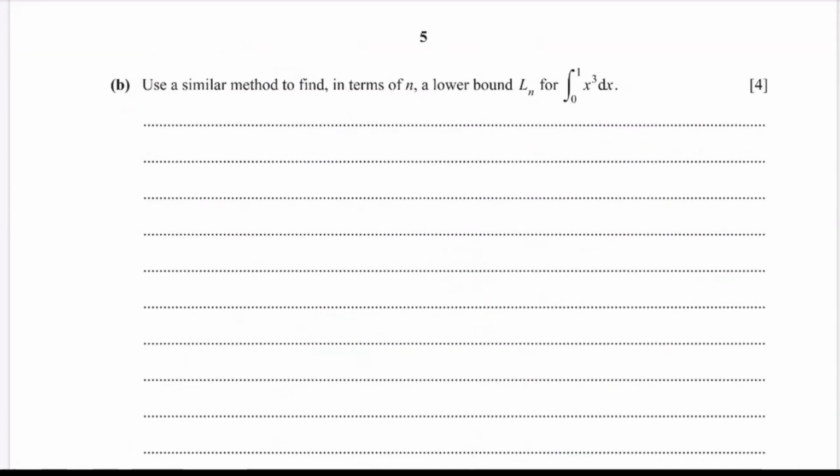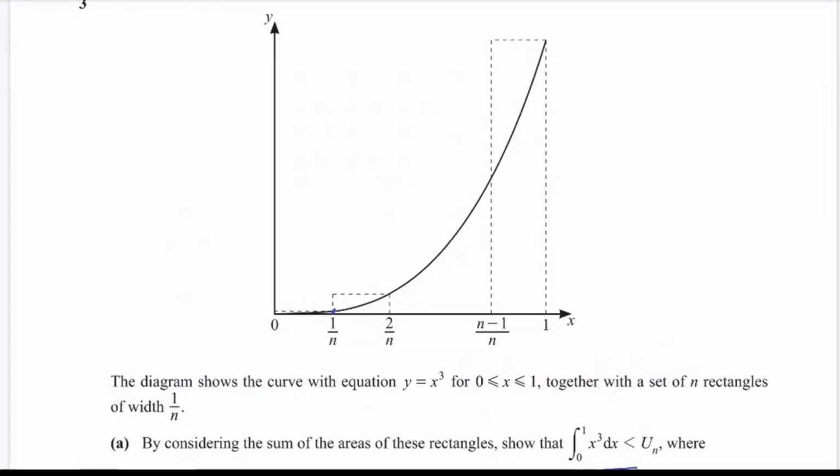Similarly, in the second part, use a similar method to find, instead of an upper bound, a lower bound. A lower bound means there must be something that is less than it. We want to find this lower bound here. If we have the lower bound for this set of rectangles, it means the rectangles have to be below the curve, because the area has to be smaller than the area under the curve. So for now, our rectangles will start at 0 here. The next side is 1 over n, the next side is 2 over n and so on until the last side is just until here only.